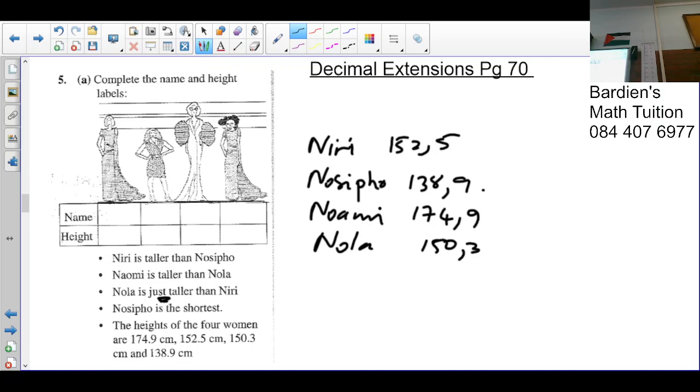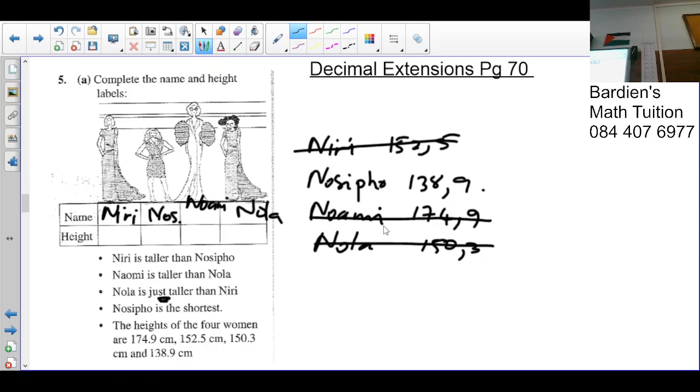Right. So, the tallest is Naomi. Okay? Second tallest is this one here, who is Niri. Okay? We will see now if it works. Just hang on. The next one is Nola, and then Ch4. Okay. It's fine.